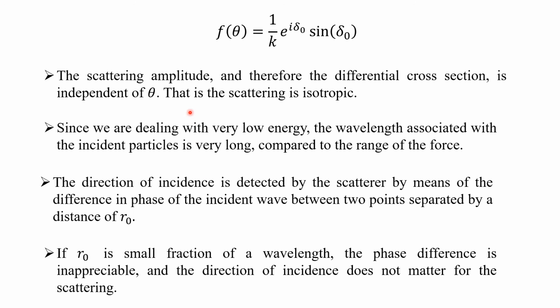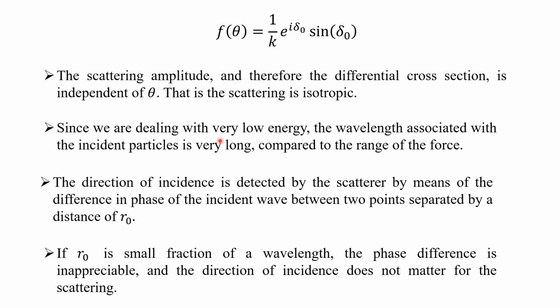We have seen that the amplitude of the low energy scattering is equal to 1 over k e^(iδ_0) sin δ_0. If you look into the expression, you can find that the scattering amplitude and therefore the differential cross section, because the differential cross section is nothing but the modulus square of the amplitude, is independent of θ. That means the scattering is isotropic.